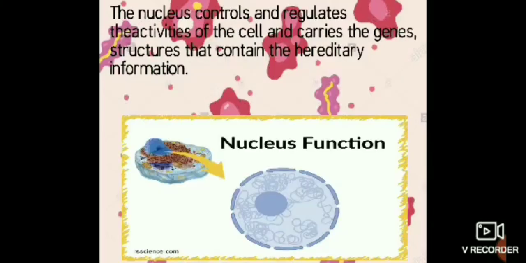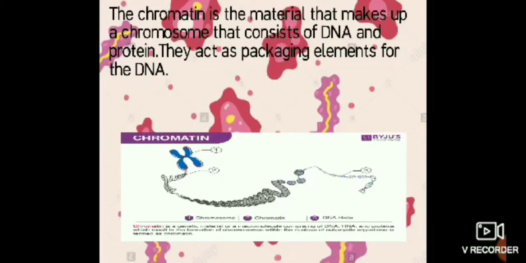And we have the nucleus. The nucleus controls and regulates the activities of the cell and carries the genes' instructions that contain the hereditary information. And the chromatid. The chromatid is the material that makes up a chromosome that consists of DNA and protein. They act as packaging elements for the DNA.